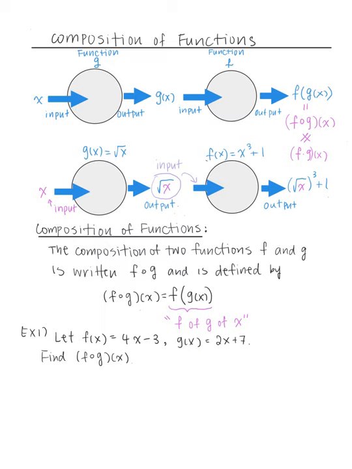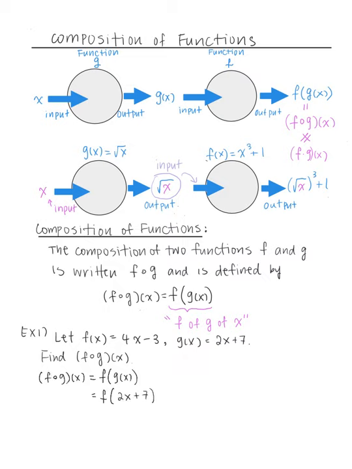All right, so let's take a look at example 1. Let f of x be 4x minus 3, and g of x be 2x plus 7. Find f of g of x. Let's take one thing at a time, and I'm going to write every step out. So we have f of g of x. Step 1, write your g of x. I'm going to write f of, well, what's my g of x? Our g of x is 2x plus 7.